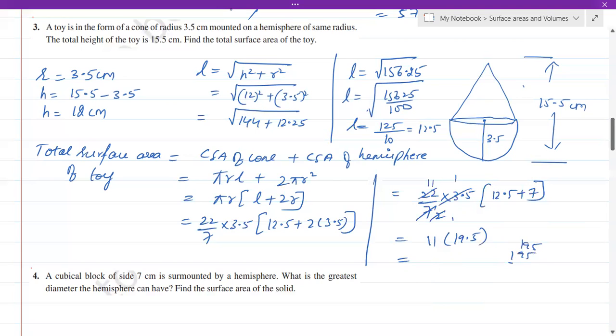195, 195. Okay, 5 as it is, 14, 11. Okay, 2145. So the answer is 2145 centimeter square. Let's get into the next one.